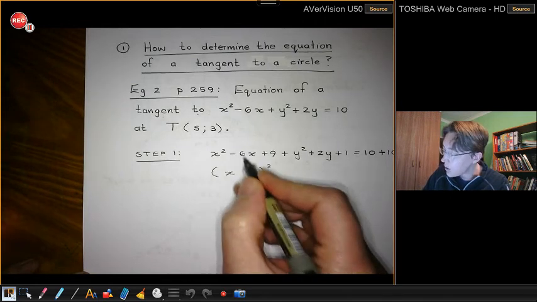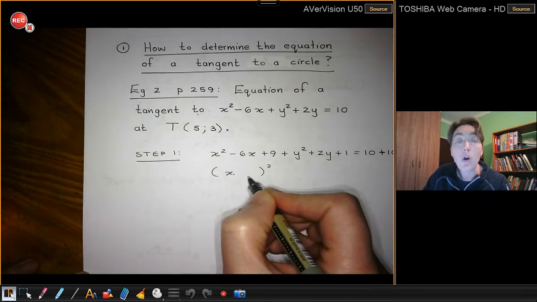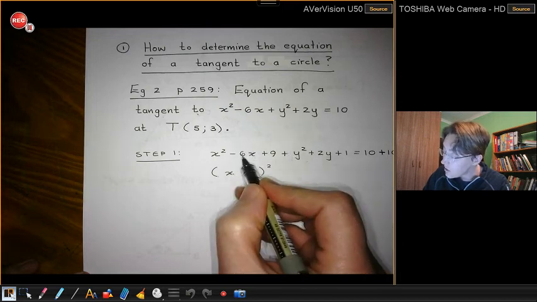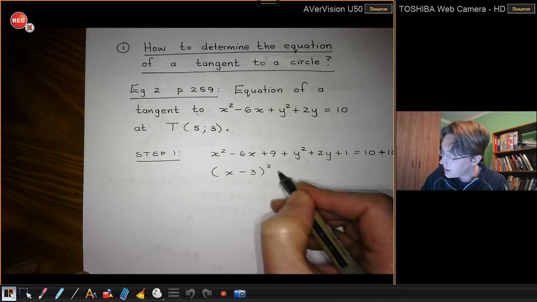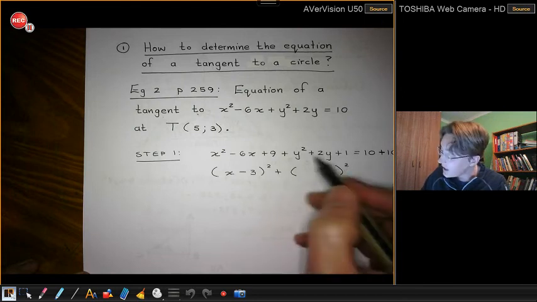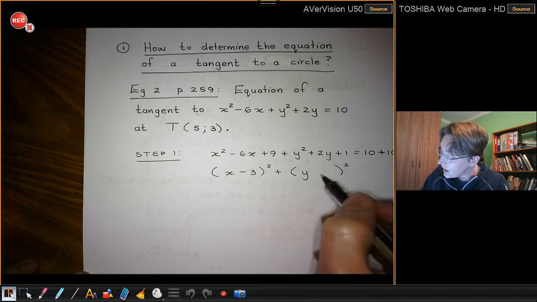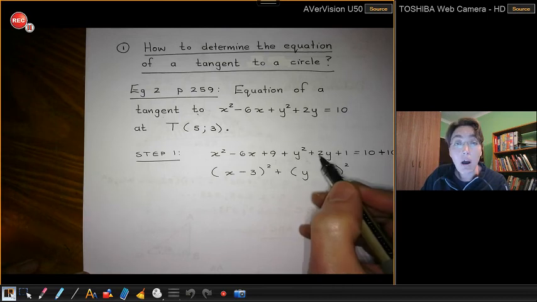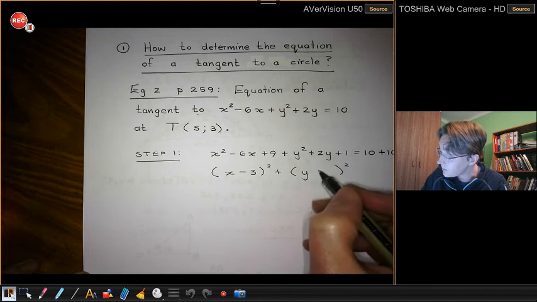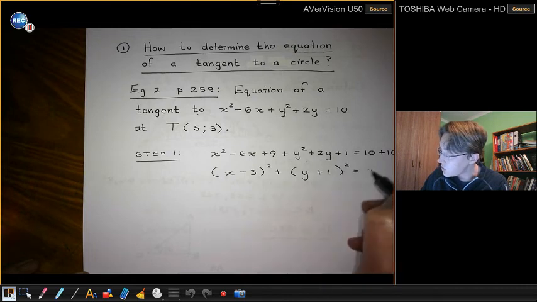And please remember what goes inside the bracket is what you got when you halved that coefficient of x. So minus 6 halved is minus 3. Plus then over here, we've completed the square for y, so we can again go and say it's y, and again what goes in there is what I had after I halved it. So 2 divided by 2 is 1. And that's going to be equal to 20.